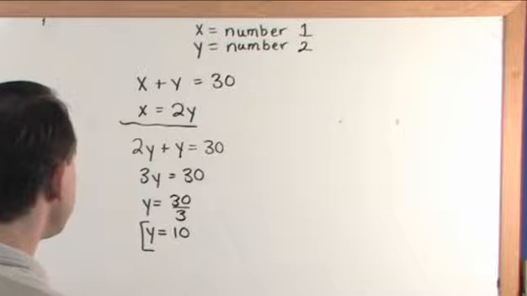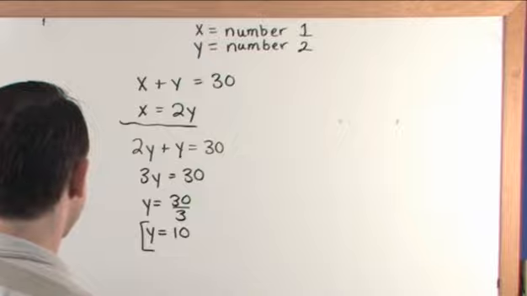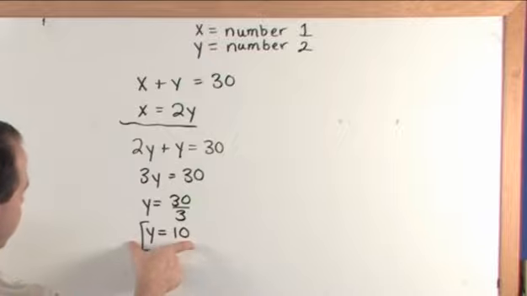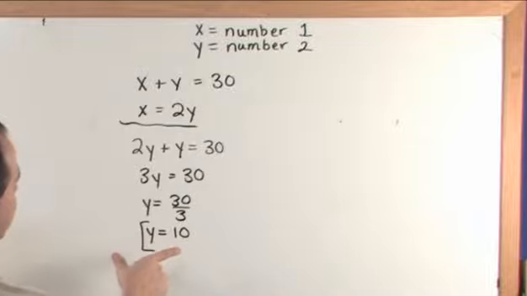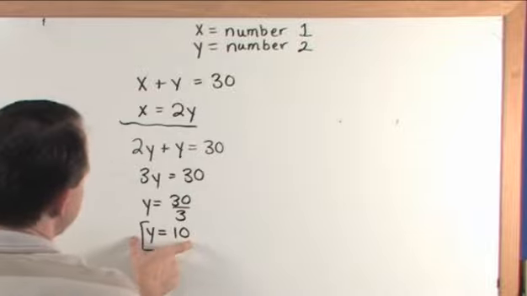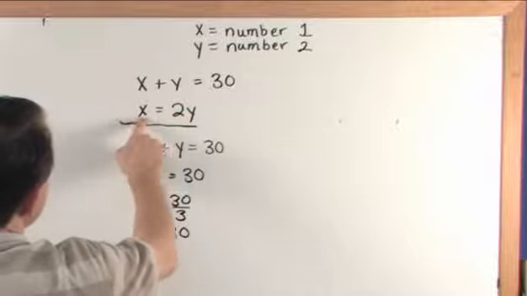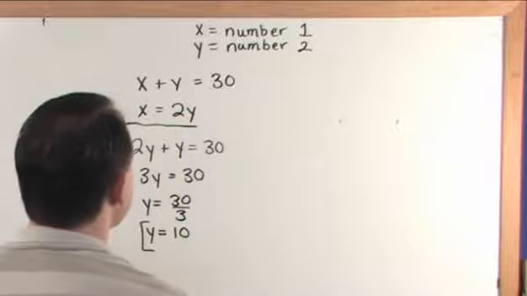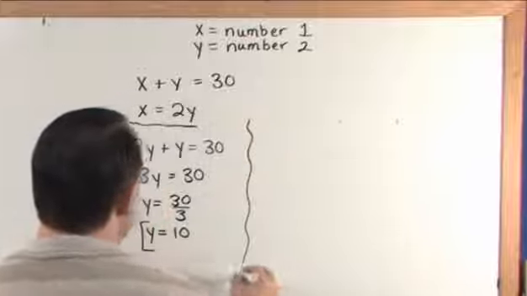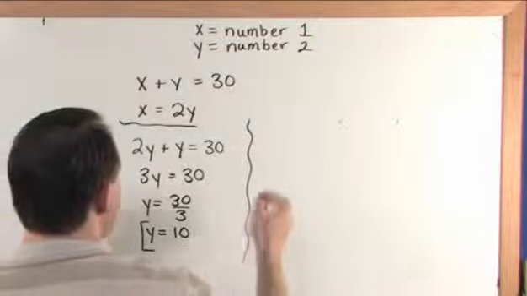Now, how do you think we find the other number? We have a value for y. How can we find x? Well, we found this value for y by using both of these equations. We have a nice equation for x. x is equal to 2 times y. So let's use that fact.